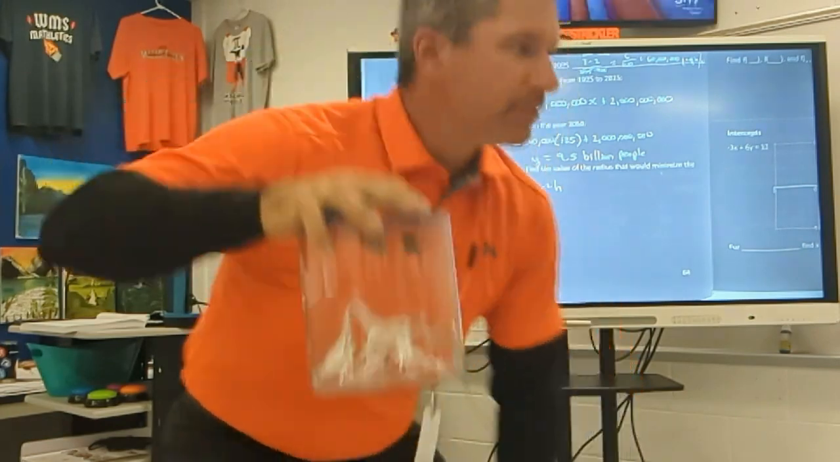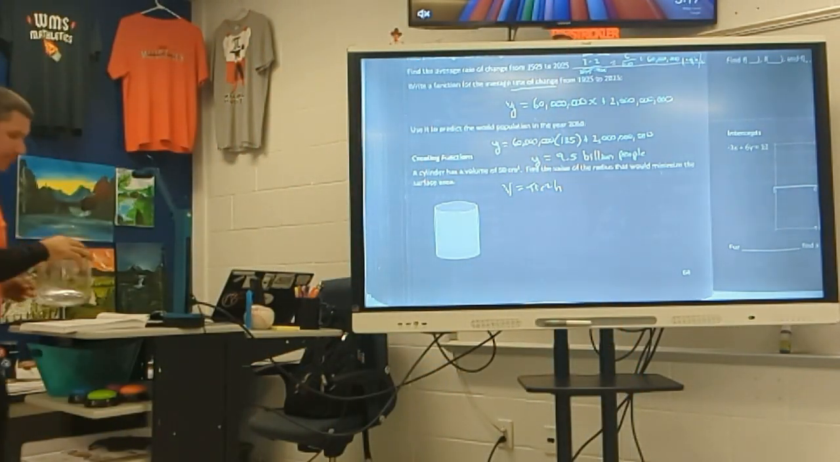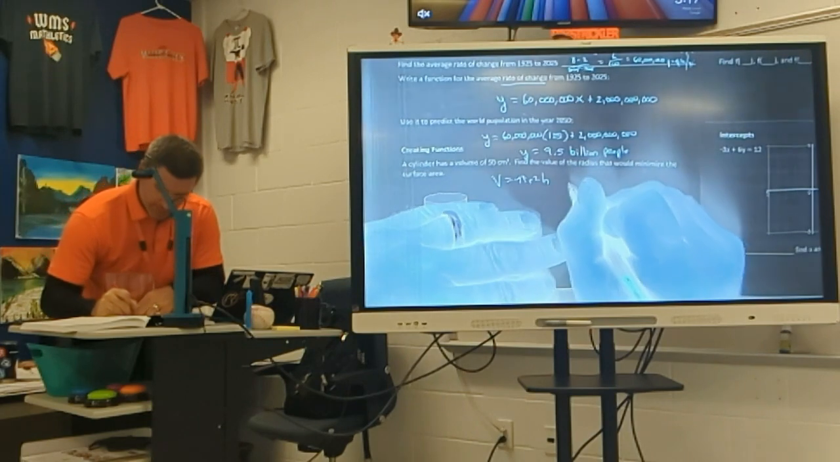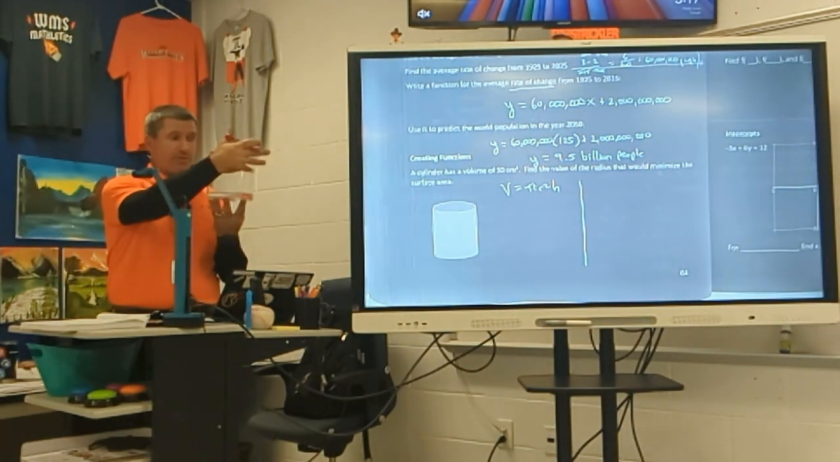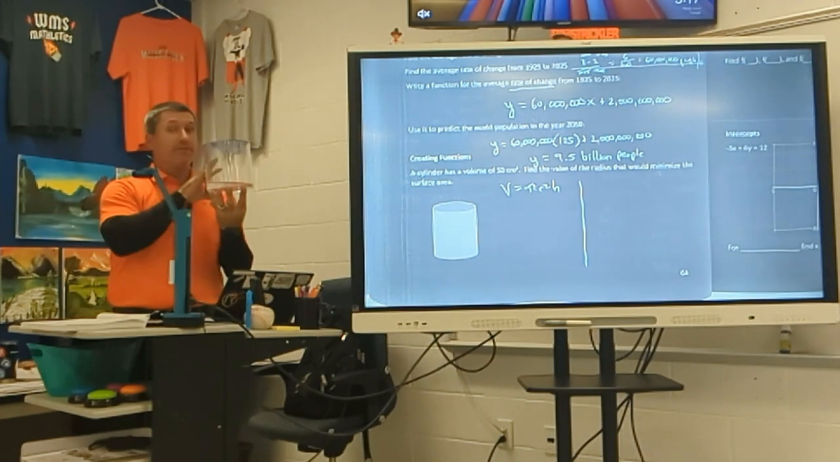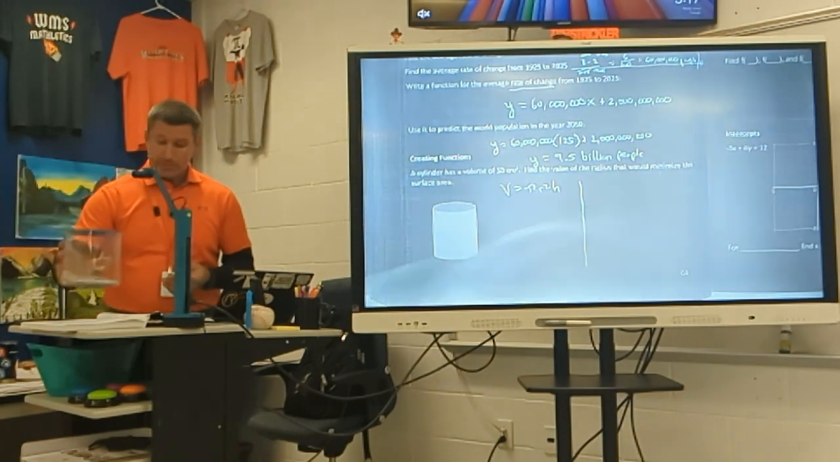Base, height. Okay, here we go. And then on this side, we're doing the surface area. So we're going to cover this thing with paint, wrapping paper, whatever it's called, and find the area of the surface.